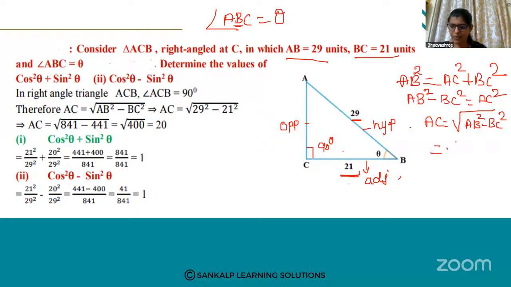Alva, AB value is 29 square minus BC value is 21 square. Right? So 29 square is 841. See here, 841 minus 21 square is 441. 841 minus 441 is 400. Square root of 400 is 20. Right? 20 ಅಂತಂದ್ರೆ ಯಾವ ಸೈಡ್ ನ ವ್ಯಾಲ್ಯೂ ಇದು? This is the value of opposite side.